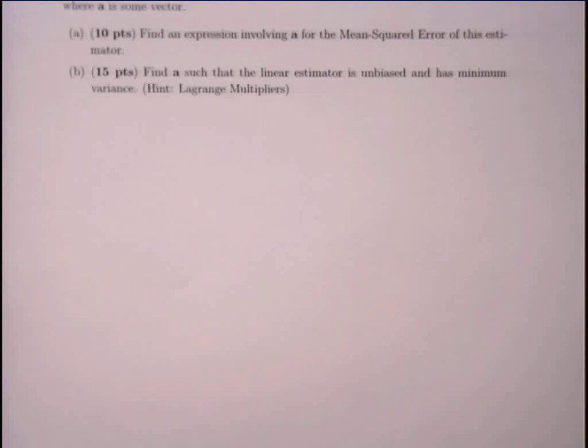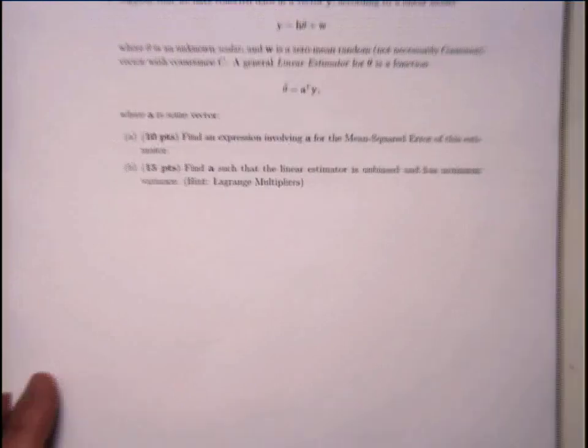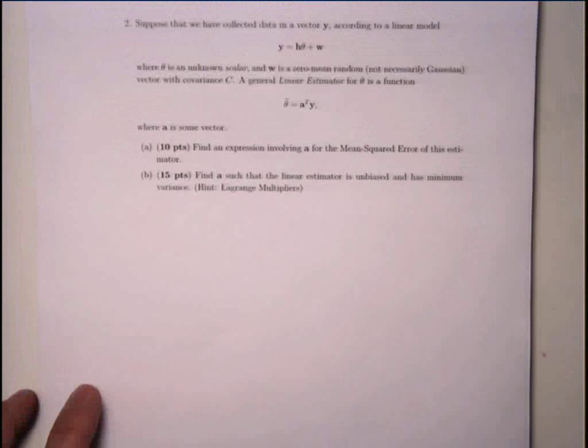Okay, so let's go to the next one. So this one says, okay, suppose we've collected data in a vector y according to a linear model, y equals h theta plus w. Theta is an unknown scalar, h is a vector, w is a zero mean random, not necessarily Gaussian vector with covariance c. A general linear estimator for theta is a function that behaves like this.